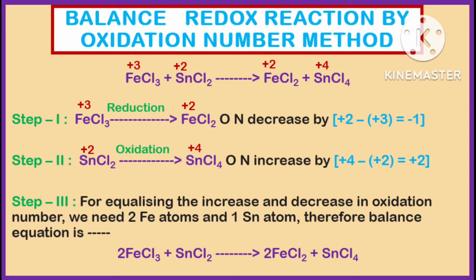Then now you can see chromium has +6 charge. Then 2 chromium is there. I'm talking about the left side, reactant side. Then now Cr2, then 1 chromium +6.